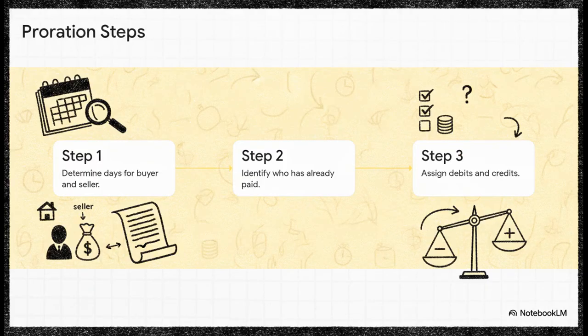And to do this, there are 3 exact, highly repeatable steps you're going to follow every single time. Step 1, determine how many days belong to the buyer and how many belong to the seller. Now, a crucial, absolutely vital point here, the day of closing belongs to whoever the contract specifies. You always look to the contract. Step 2, identify who has already paid the expense or, if it hasn't been paid at all. Step 3, assign the debits and credits based on those facts. Honestly, if you just stick to these 3 steps, you literally cannot fail.